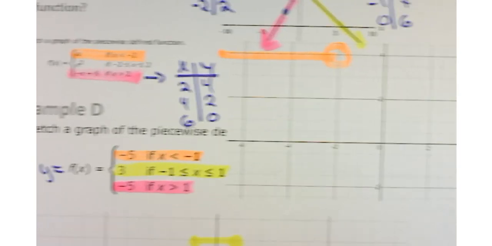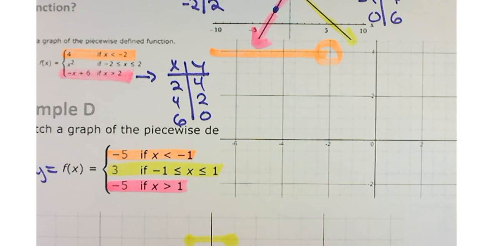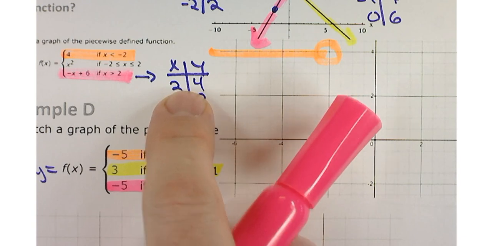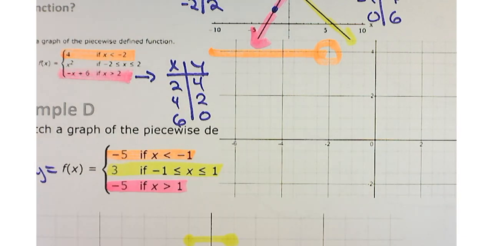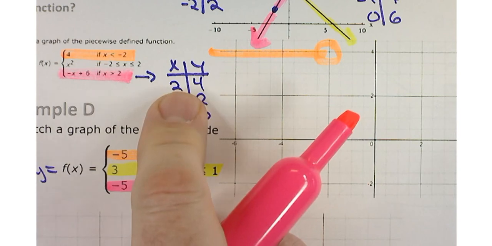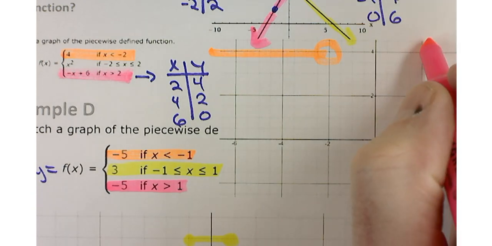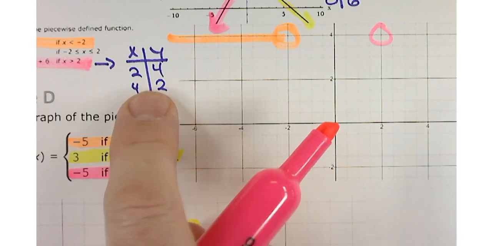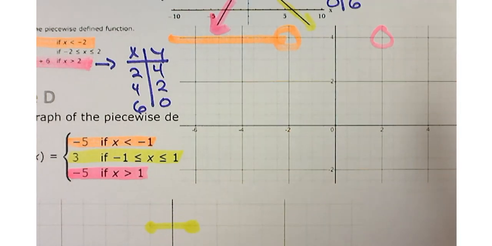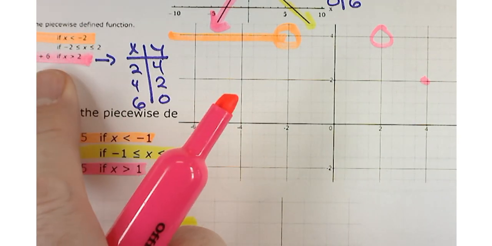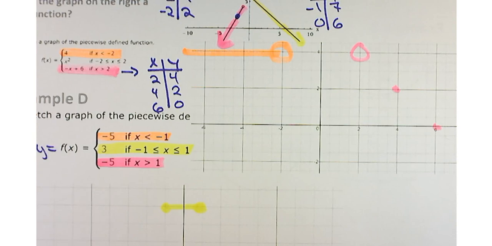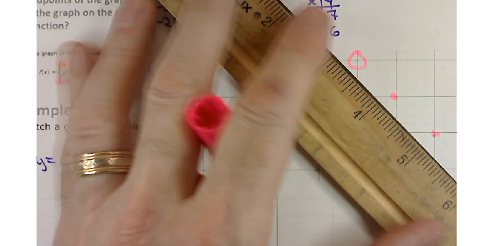It's not included, so what am I going to do, Hannah, because the point 2, 4 is not really included? How do I indicate that when I graph it? The hollow dot? Yeah, hollow dot. Then I can graph the rest of these points: 4 and 2, 6 and 0. The rest of it looks like a straight line, which is really what it is. So I've got the hollow dot there, and a straight line to the right.